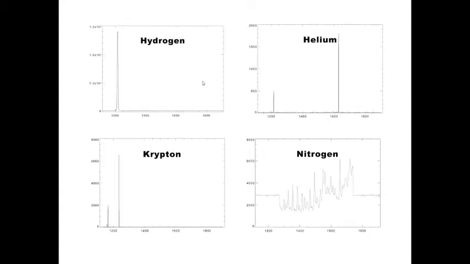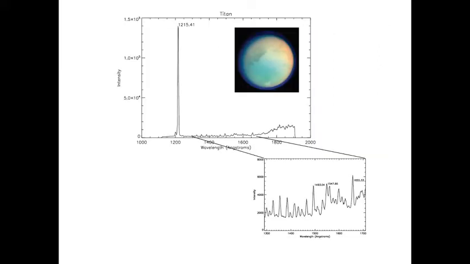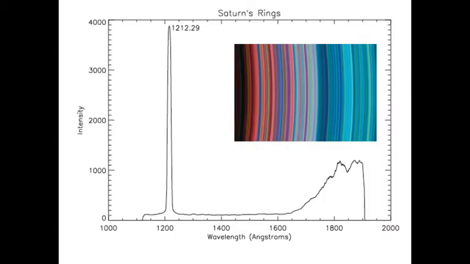Yes, this atmosphere is going to have hydrogen in it, and a whole bunch of noise that looks like this, which happens to be nitrogen. So we have hydrogen and nitrogen in the atmosphere of this particular moon. Isn't that cool? So here's a spectrum taken from Saturn's rings.